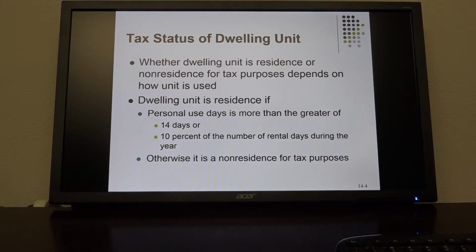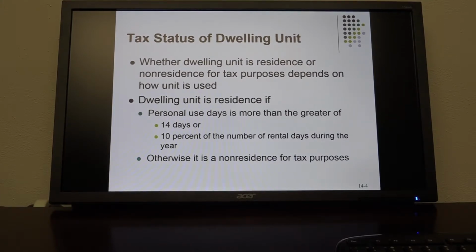And determining whether a dwelling unit is a residence or non-residence for tax purposes, it depends on how the unit's used. And so the dwelling unit is considered a residence if the personal use days is more than the greater of 14 days or 10% of the number of rental days during the year. That's not very much.